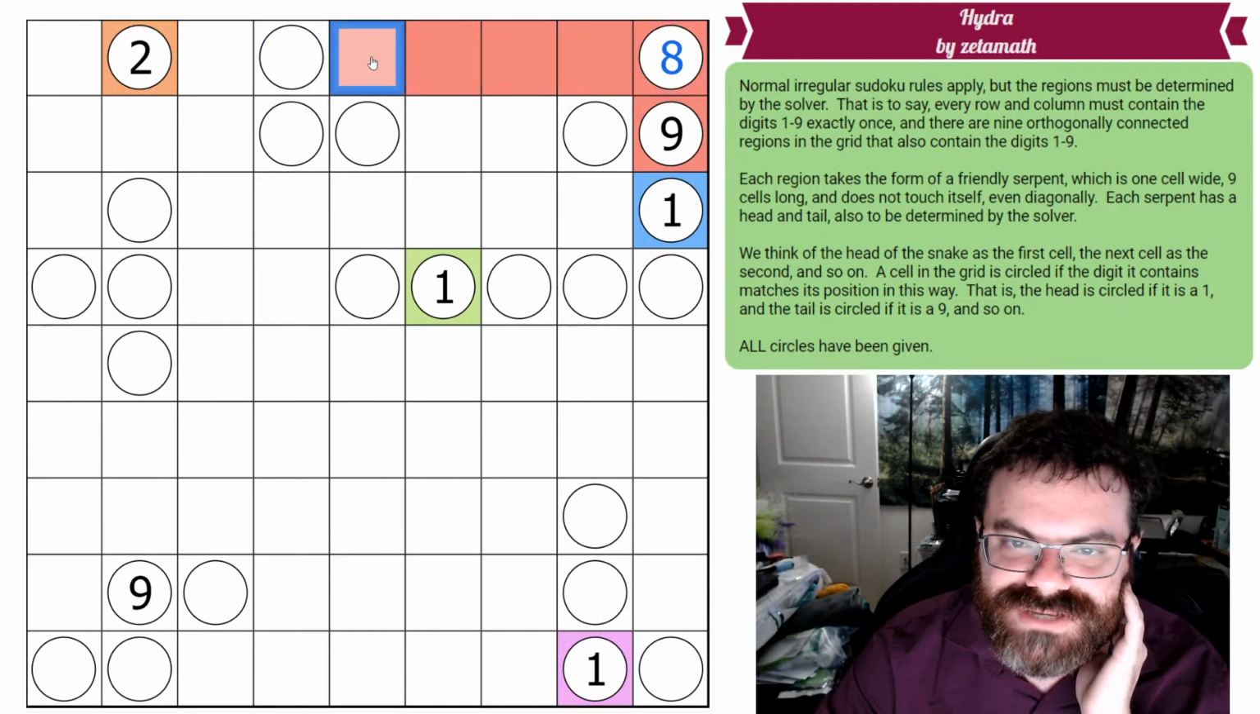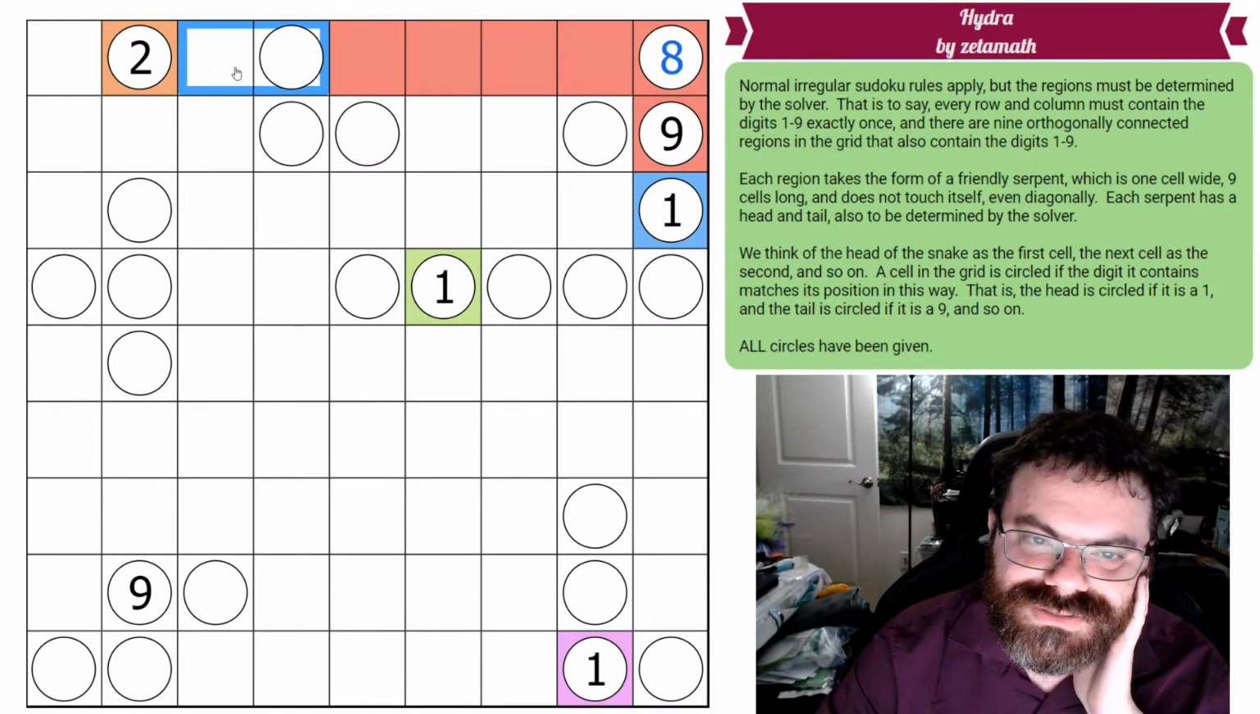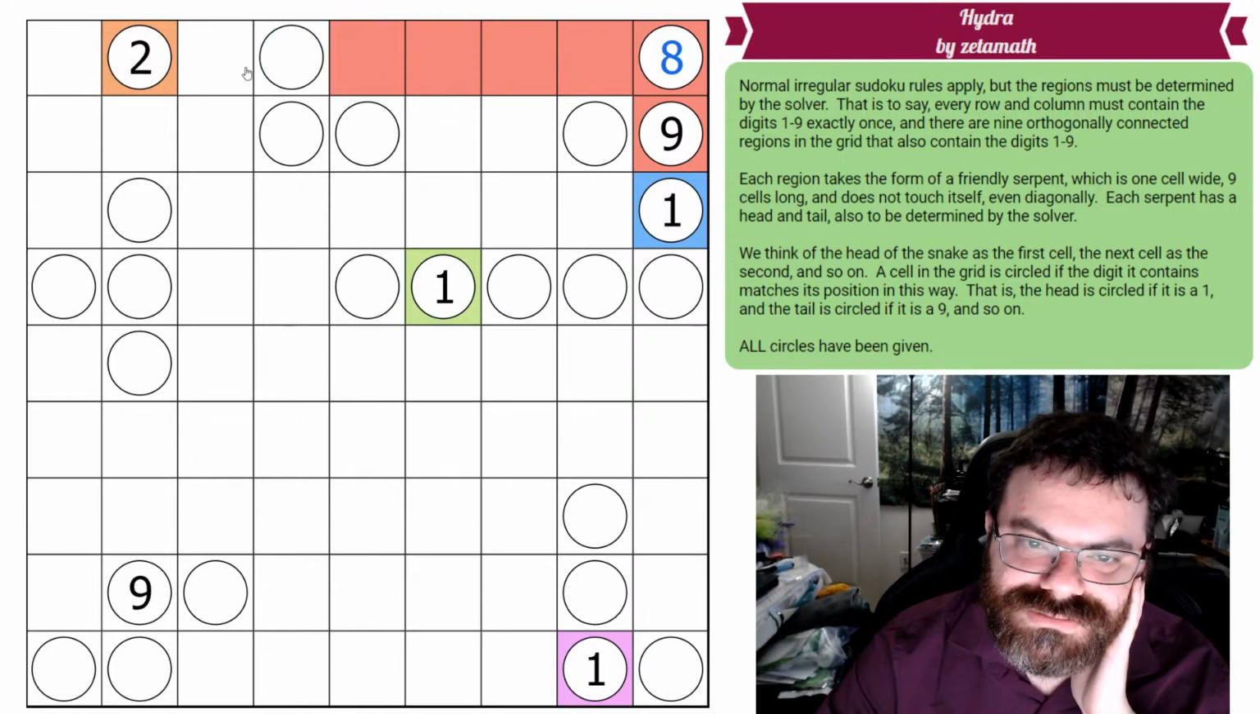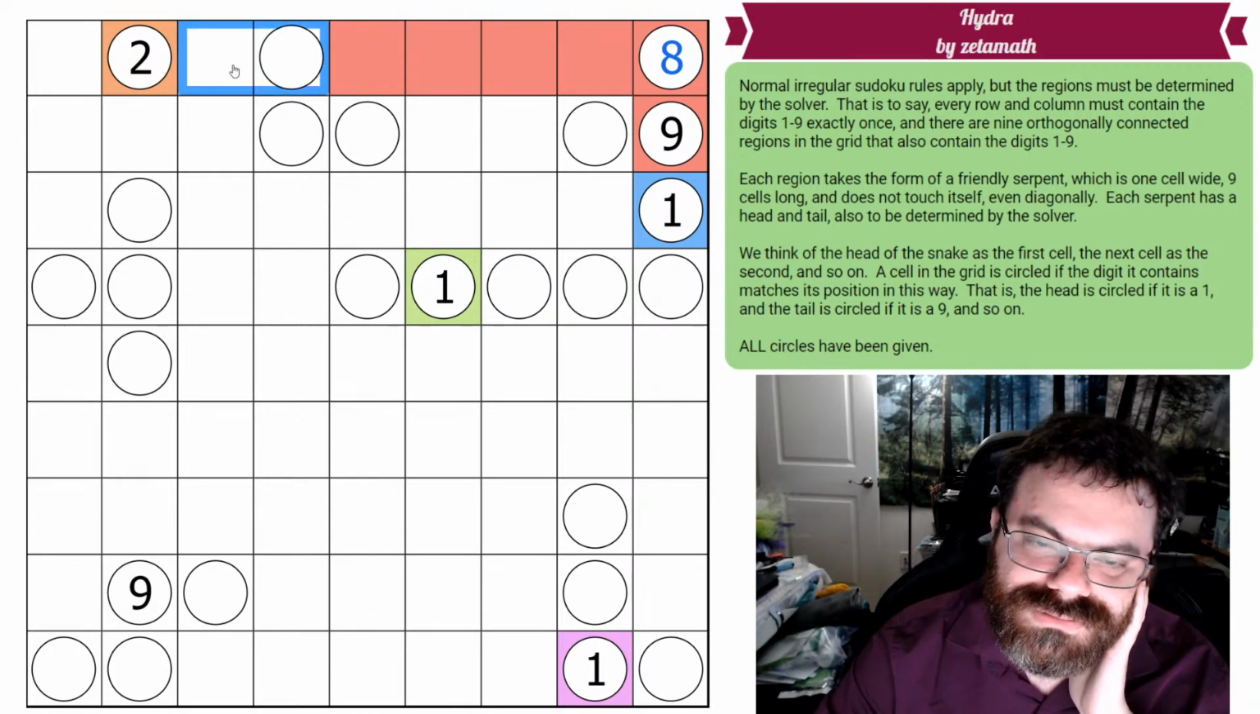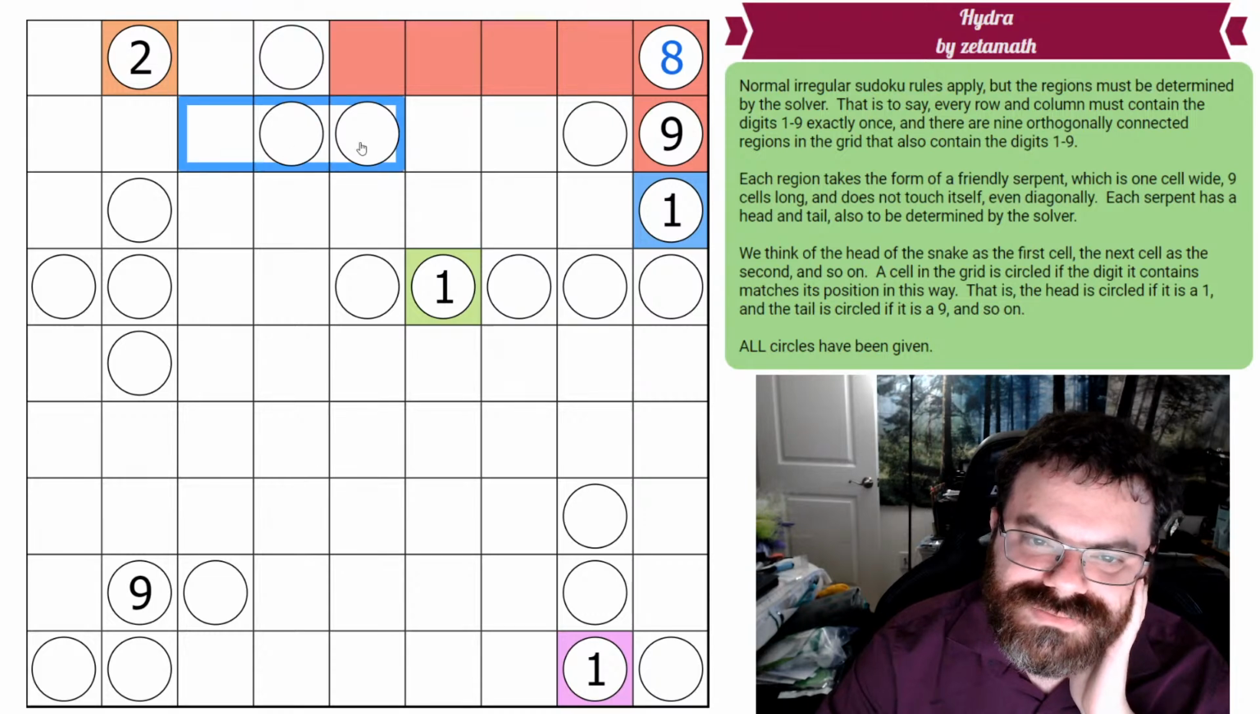9, 8, 7, 6, 5, 4, 3, 2. Oh yeah, it can't hit the 2. I miscounted. So it's gonna turn down somewhere here.